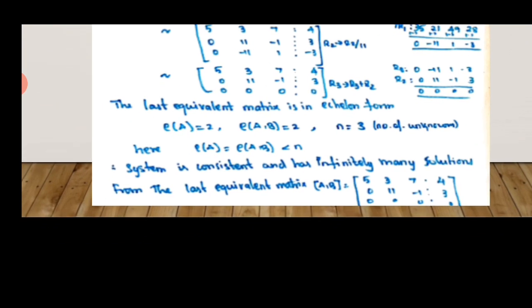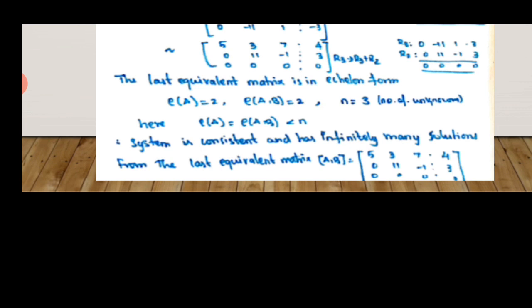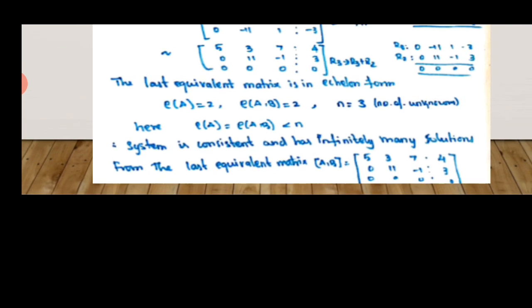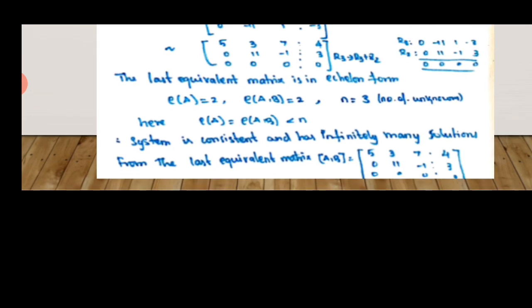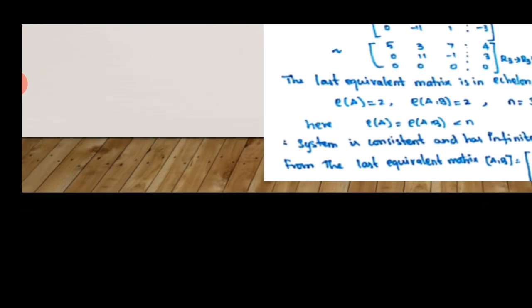So now we got the last equivalent matrix. Hereafter you cannot apply any transformation. So this is the last equivalent matrix. So we got it. So the last equivalent matrix is in echelon form. So after finding the last equivalent matrix, what we have to do? We have to find the rank of A and rank of A comma B.